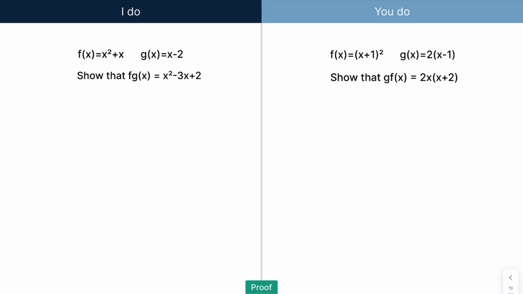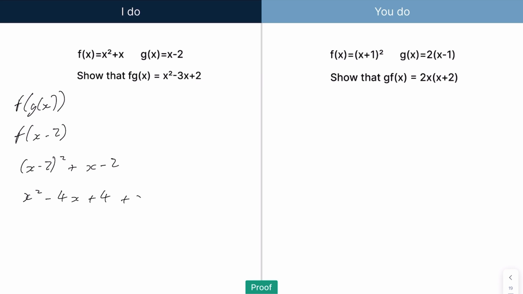So we now have squared in this example. So we have f of g of x. Again, if we start inside first, well, g of x we know is that there. Now I've just got to substitute this into the f function for this and for this. So that is going to become x minus 2 squared plus x minus 2. So that then becomes x squared minus 4x plus 4 plus x minus 2, which then becomes, well, x squared minus 3x plus 2.